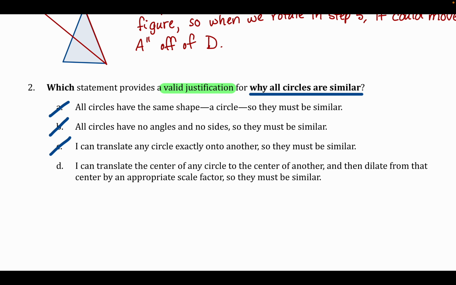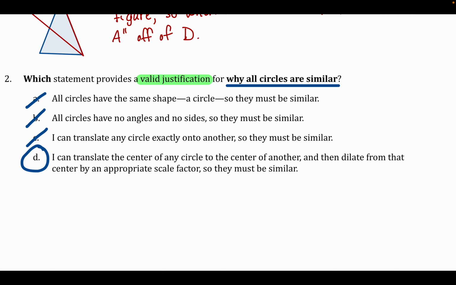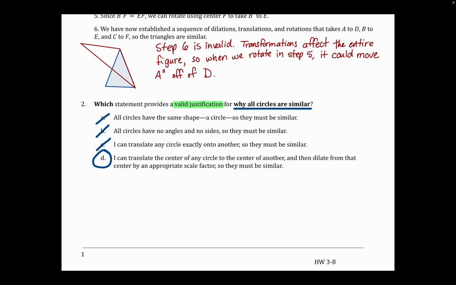It says you can translate the center of any circle to the center of another. Agreed. And then dilate by an appropriate scale factor. So they must be similar. This is the correct explanation, D. It's mathematical and it describes both of those things perfectly. For congruence, it's just the rigid ones, but we need the dilation part here in order to include similarity, which would account for having different size radii.